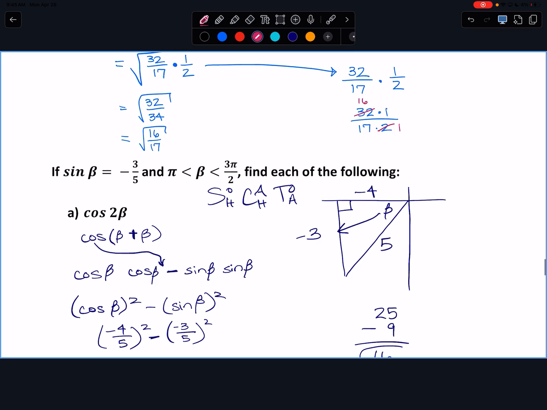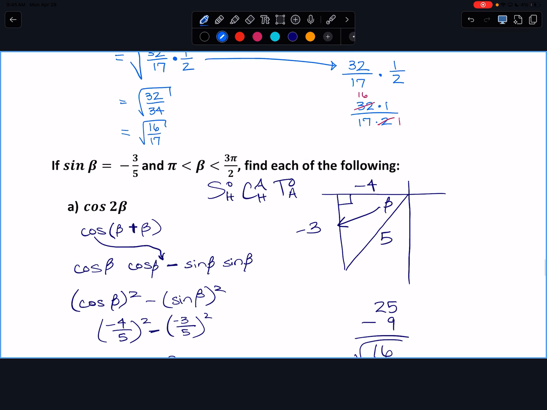Okay. Should we split this one? Does it benefit us to split this? Yes, the square root of 16 divided by the square root of 17. Because the square root of 16 is 4. So this is actually 4 divided by the square root of 17. And you do not have to rationalize. You can leave it like that. Questions? Any questions? No? Okay.